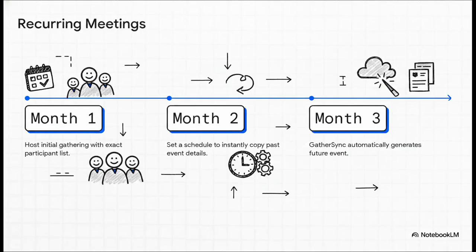But wait, it gets even better with recurring templates. If you set a schedule, like let's say, the first Monday of every month, GatherSync automatically looks ahead for you. It grabs the details from your past gatherings and just generates the future event for the correct upcoming date, completely on its own. You don't even have to remember to do it. The system just handles it quietly in the background. It's like having a virtual assistant.